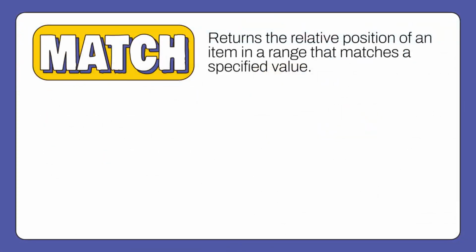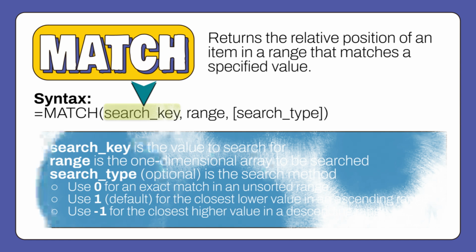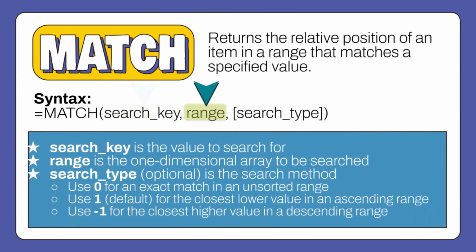This function returns the relative position of an item in a range that matches a specified value. The syntax is =MATCH(search_key, range, search_type). Search key is a value you want to find. Range is the one-dimensional array where you want to search. Search type, which is optional, defines how the search is performed. Use 0 for an exact match in an unsorted range. Use 1, which is also the default, for the closest lower value in an ascending range, or use -1 for the closest higher value in a descending range.